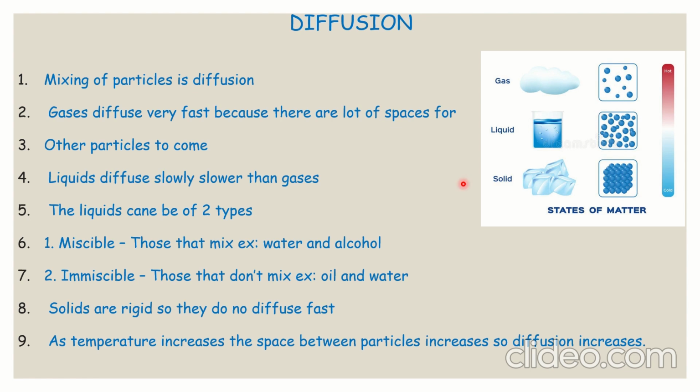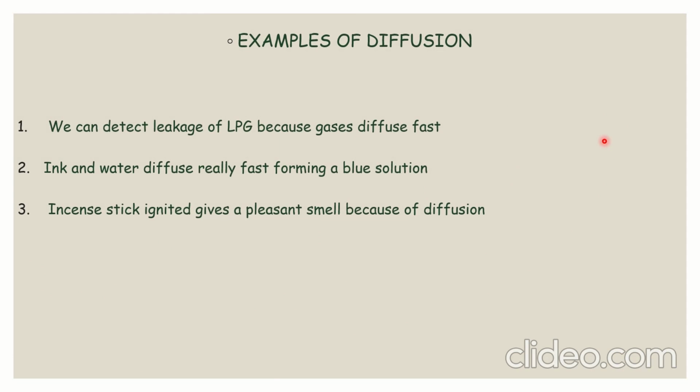So if you freeze it, as we have seen, the kinetic energy decreases. If we reduce the temperature, the kinetic energy decreases, or the movement of the particles decreases, and they become a solid. And if the temperature increases, the space between the particles increases, so diffusion would be more. That's really simple now. Some examples of diffusion are given over here.